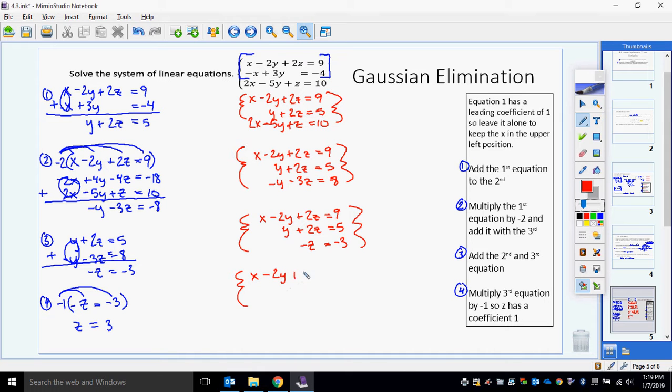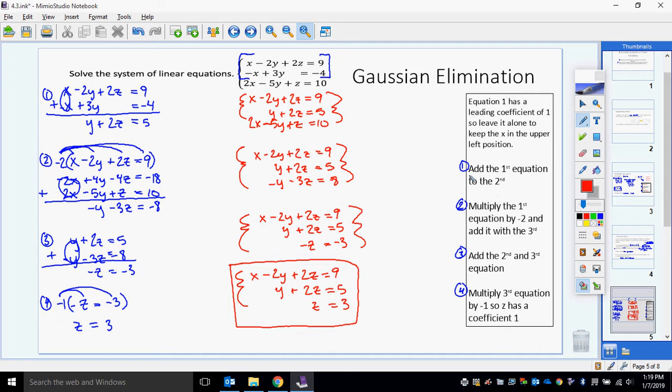So equation 1 hasn't changed. Equation 2 hasn't changed in a while. We changed it at step 1. And equation 3 we now figured out is 1z equals 3. So this is my final row echelon form.